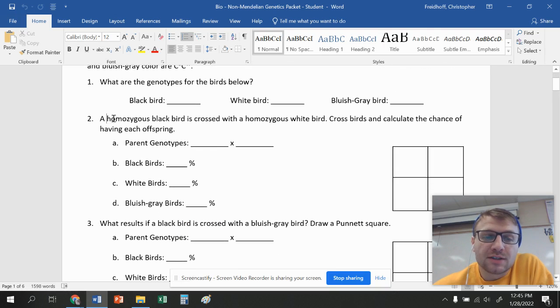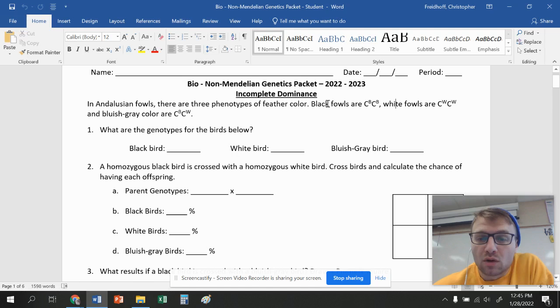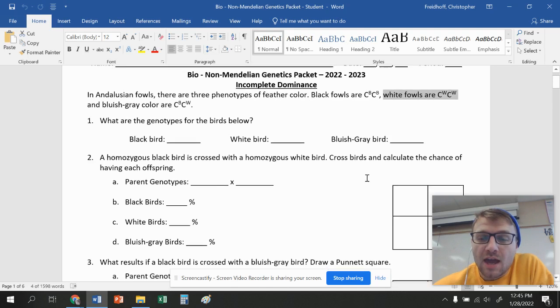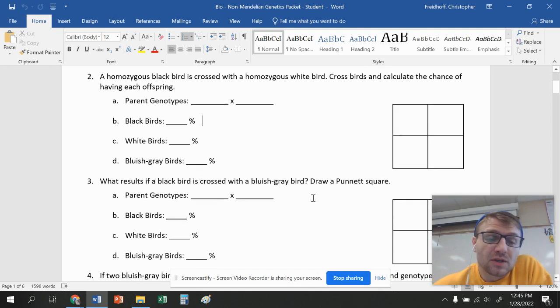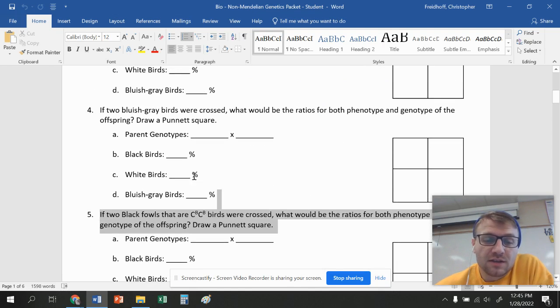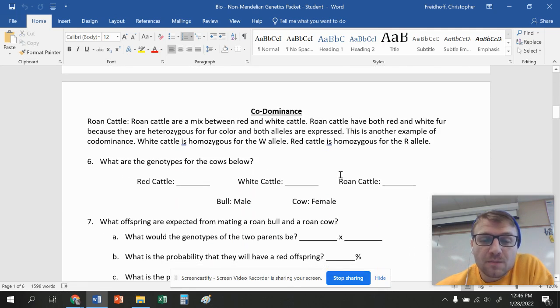Then it says to cross a homozygous black bird with a homozygous white bird. So we're crossing one of these with one of these, and you put the alleles up here on the side, like C big B, C big B, C big W, C big W. They're all going to be that bluish grayish color because they're C big B, C big W, so they're all mixed, or heterozygous. The offspring are all going to be heterozygous and gray because these don't really follow Mendel's rules. They follow some of Mendel's rules, but not all of them. You have to do this for all of these questions, and each one gives you a different scenario.